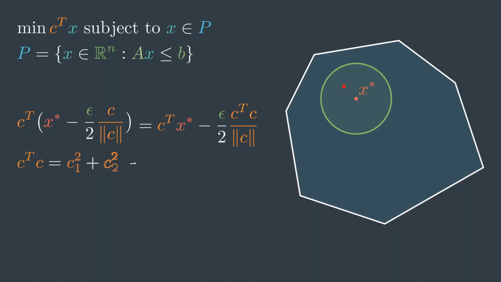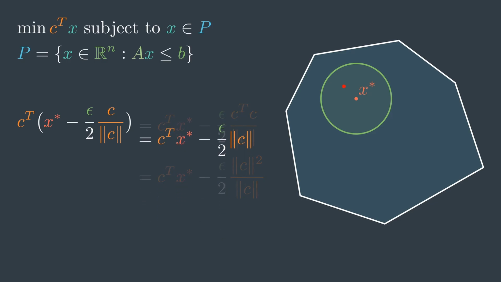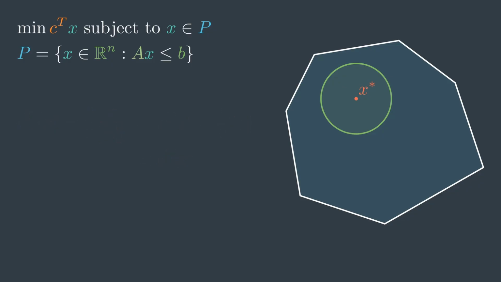Note that c transpose c is just each component squared, which is the same thing as the magnitude squared. Therefore, we can write the right-hand side as the magnitude of c squared over the magnitude of c. This simplifies to just the magnitude of c. Since epsilon over 2 times the magnitude of c is a positive constant, we know that this must be less than our original optimal solution. This is a contradiction, thus x star must be on the border of P.